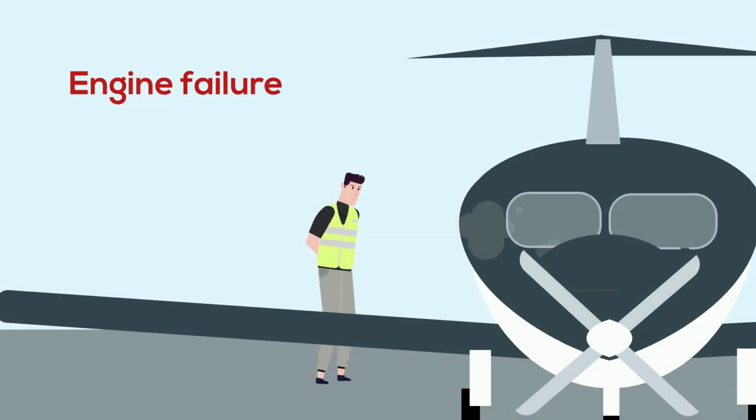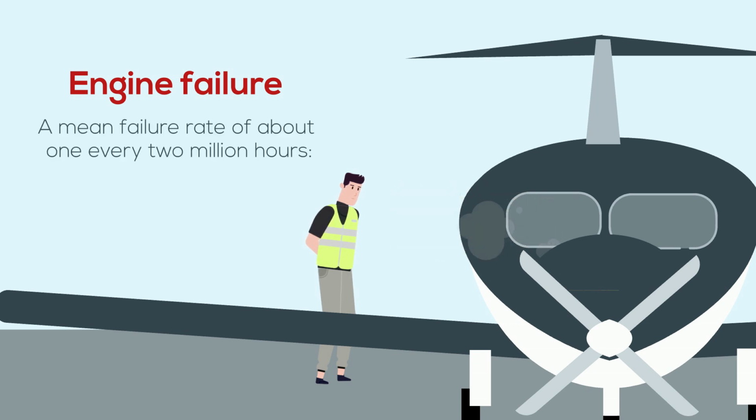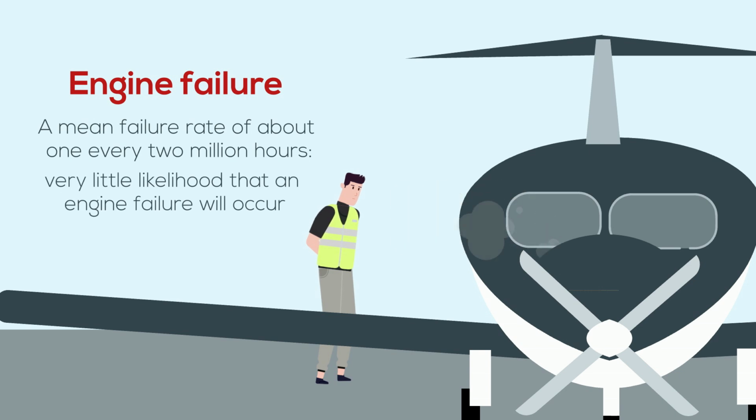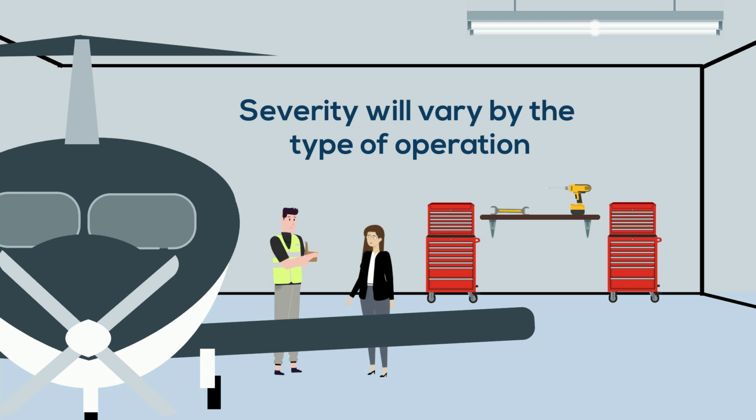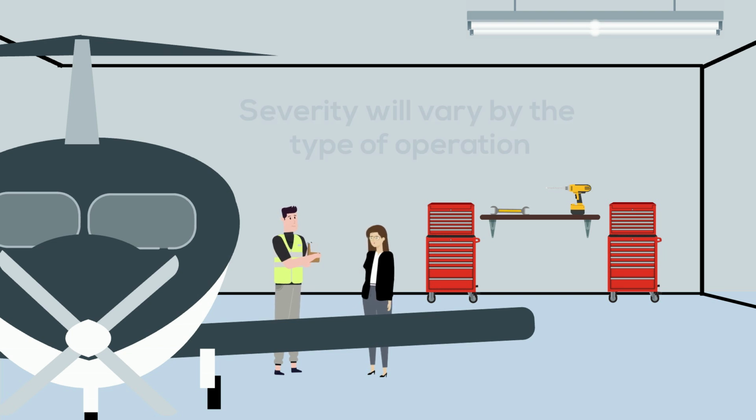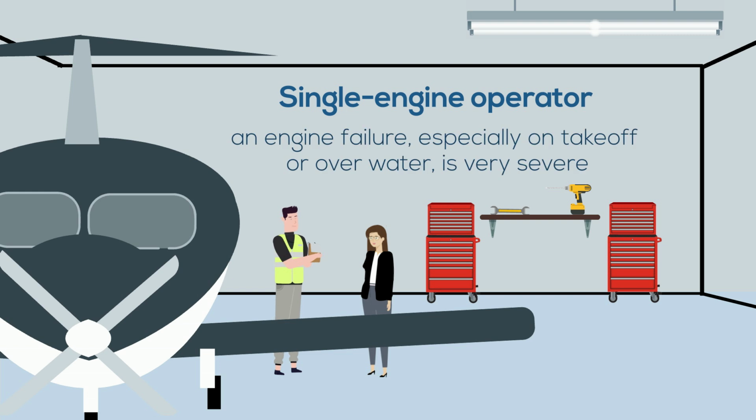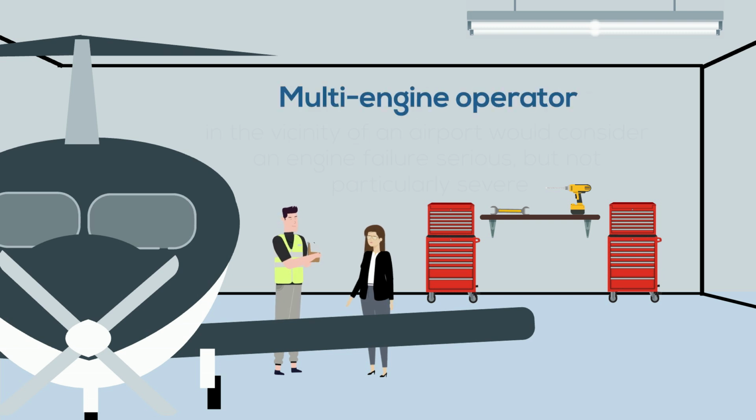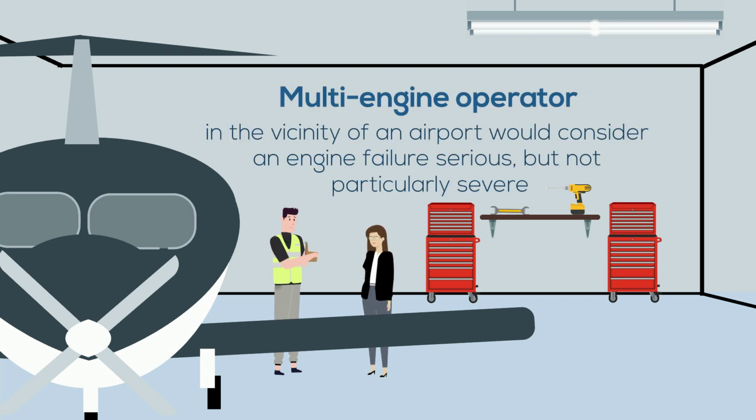Engine failure is a very different risk. Given that certain engines have a mean failure rate of about 1 every 2 million hours, there is very little likelihood that an engine failure will occur. Severity, on the other hand, varies by the type of operation. If you are a single-engine operator, an engine failure, especially on takeoff or over water, is very severe, while a multi-engine operator in the vicinity of an airport would consider an engine failure serious, but not particularly severe.